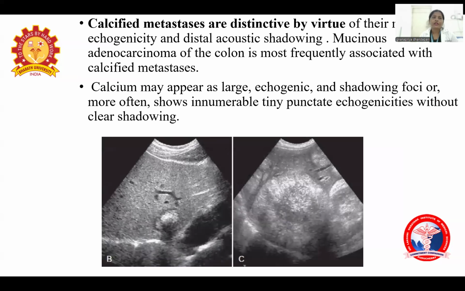Next is the calcified metastasis. They are distinctive because the calcium can appear either as a large echogenic lesion with posterior shadowing, or as multiple innumerable tiny punctate calcifications which do not show any shadowing. This calcific metastasis is frequently associated with mucinous adenocarcinoma of the colon.